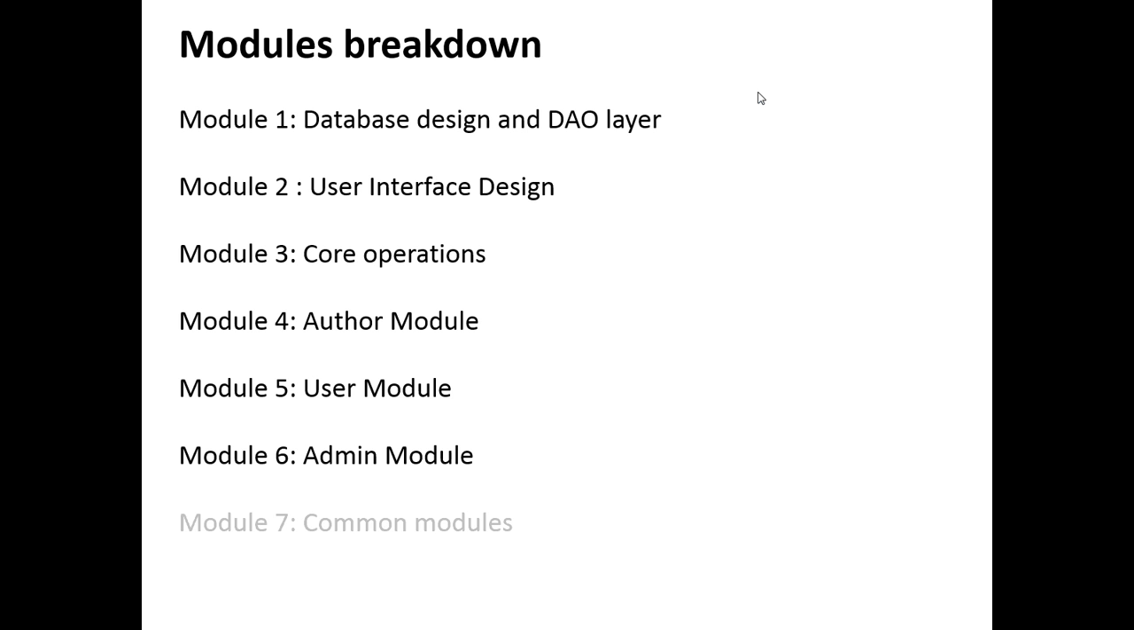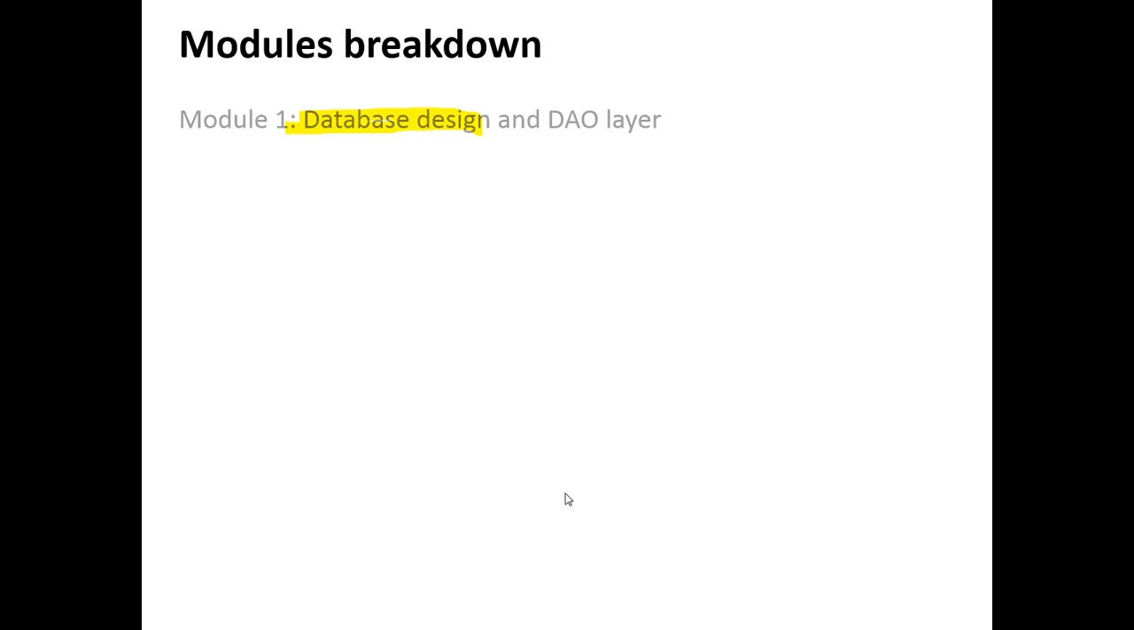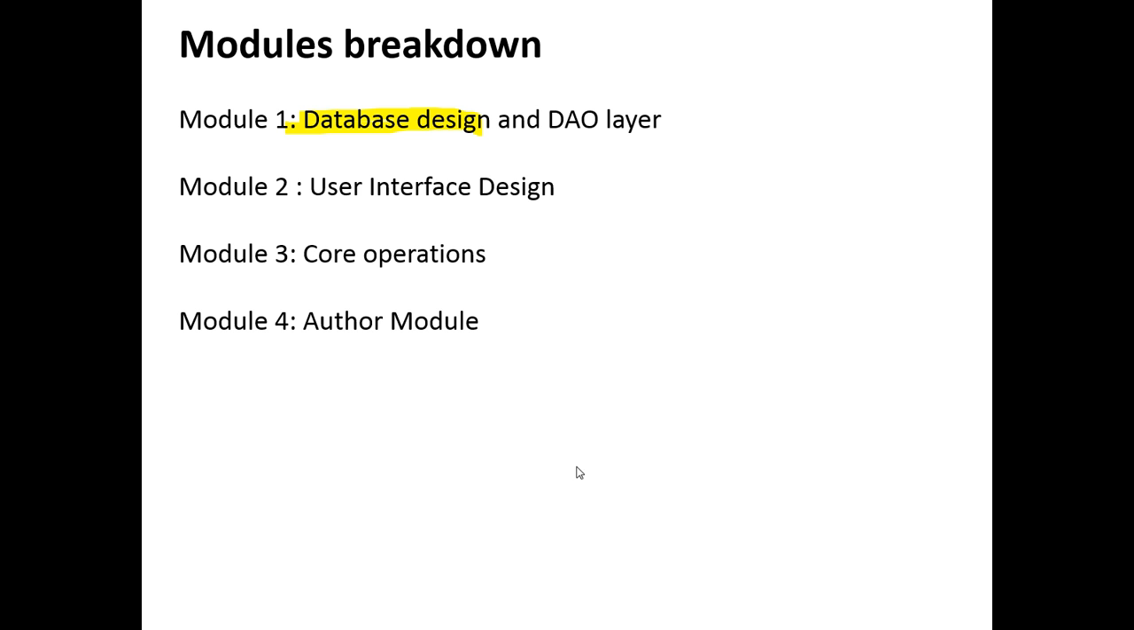Now let us get into the project modules breakdown. Our entire project can be primarily divided into 8 modules. In the first module we are going to design the database, like coming up with how many tables we need in our project and what each table's columns should contain. All those things we are going to define in module 1. We call it database design.